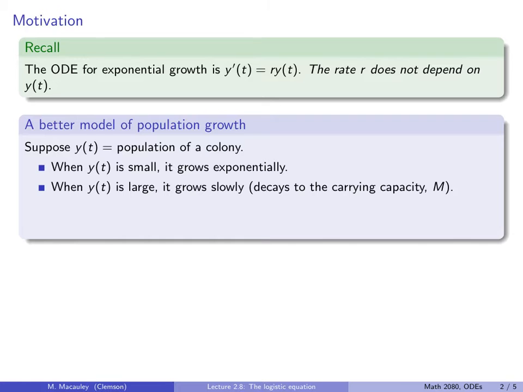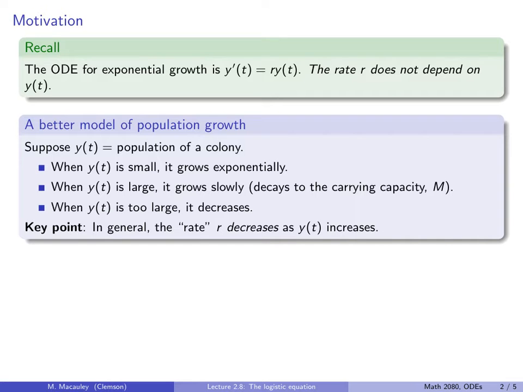However, when y of t is large, when population is close to the carrying capacity, it grows very slowly. It's like it decays to the value. Something like asymptotically, it'll approach the carrying capacity. And when y of t is too large, it decreases. So if the carrying capacity is up here, then y of t starts up here, it goes down like that. So this is also like a decay toward a value. So the big idea is when y of t is small, it grows exponentially, and when population is large, it decays.